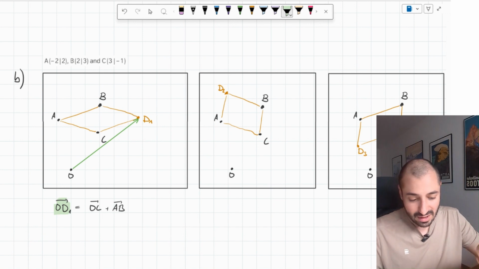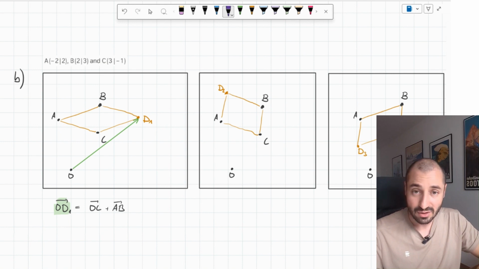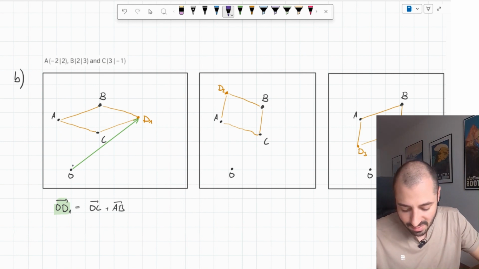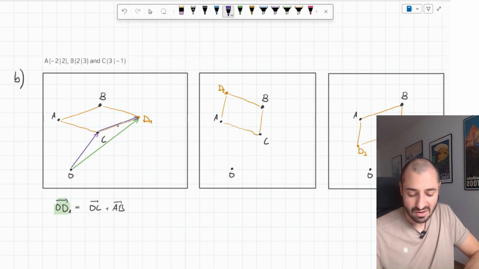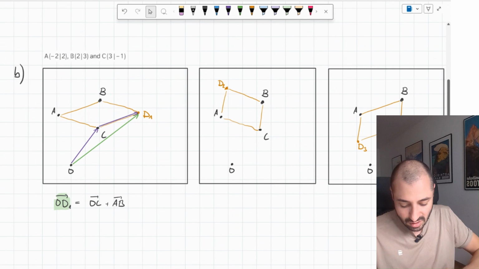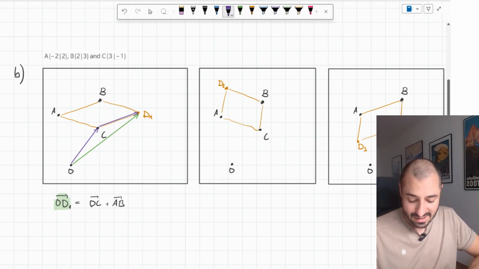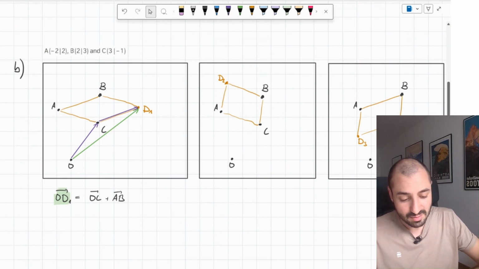If you look at this problem, then you can see that this position vector OD1 could be described by chaining 2 vectors, namely this one, OC, plus this vector here. But this vector here is just the vector AB. So the vector OD1 is equal to OC, so this vector here, plus the vector AB. That's this one here. Now that's one possibility.